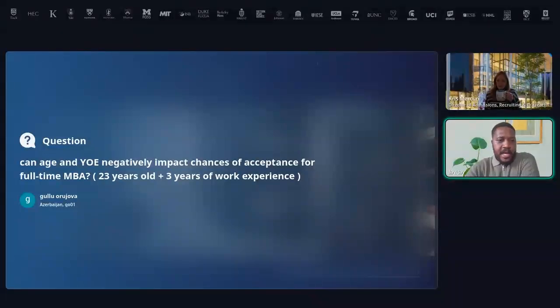Great. So I think a lot of attendees seem to have questions around age and years of experience. Okay, Gulu is asking, can age and years of experience negatively impact chances of acceptance for the full-time MBA? Gulu says he or she is 23 years old plus 3 years of work experience. So I think this question also applies to those who are older and have more years of experience.